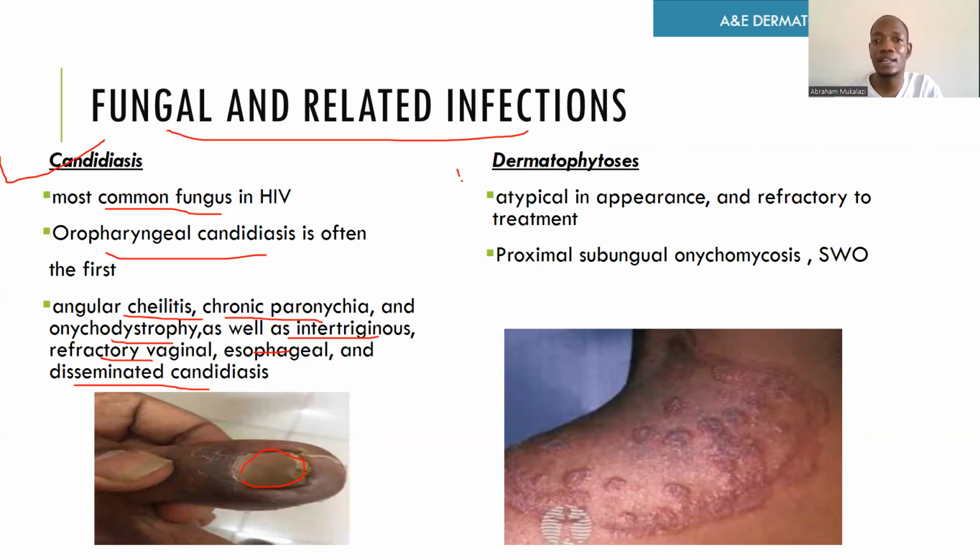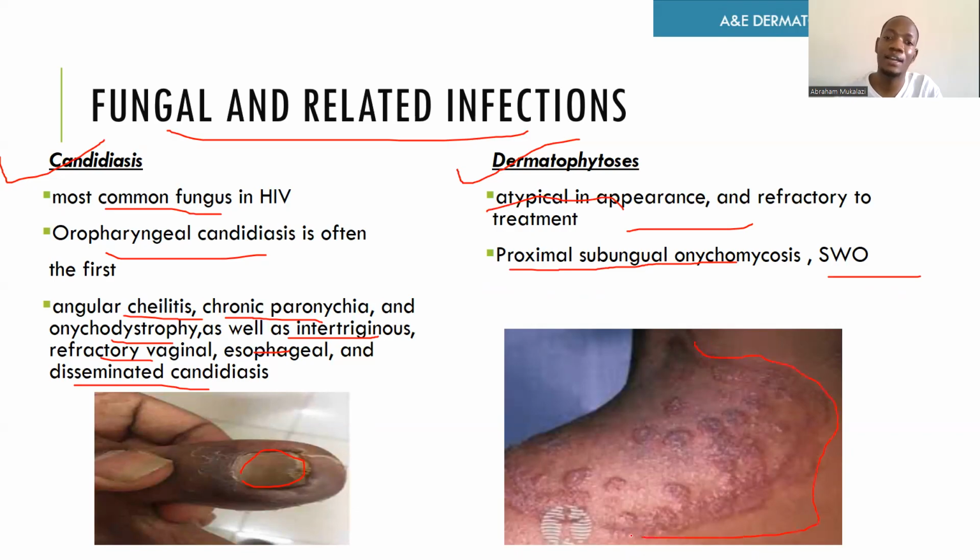Then when it comes to the dermatophytes that usually cause the tineas, they also enjoy this type of patient because they give you an atypical presentation and are very refractory to treatment. You treat and the thing is not going away. So someone will have proximal onychomycosis secondary to dermatophyte and superficial white onychomycosis. And in this case, they're usually severe forms.